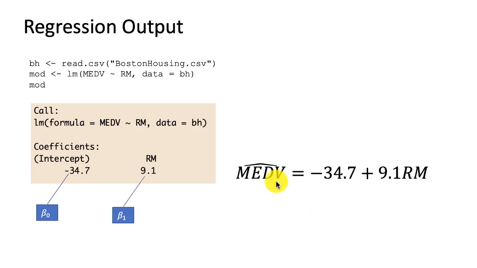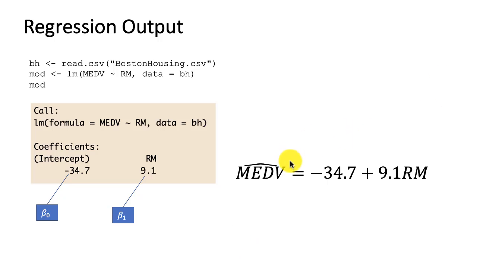And the regression equation, therefore, is the estimated median value for a household is minus 34.7. That is, beta 0 is minus 34.7 plus 9.1 times RM. Okay, so that's the regression equation. You can use this to predict the price for any house given the number of rooms. In this example, it's not a single house, it's a neighborhood, and it's the median value of homes in a neighborhood. So if a given neighborhood has a certain average number of rooms, you can predict what the median value for a house in that neighborhood would be using this.